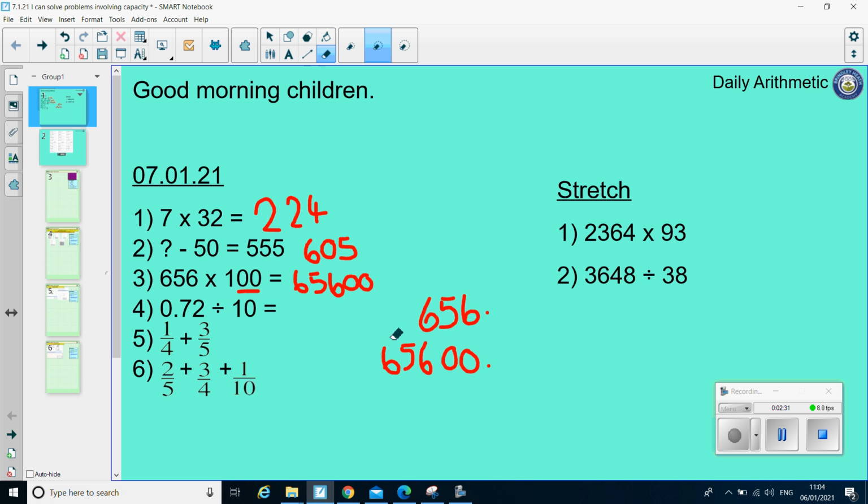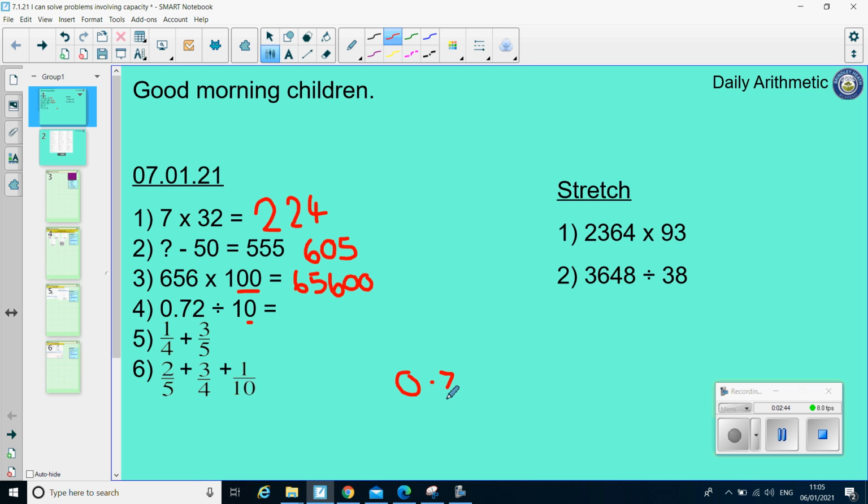Okay, similarly with the next question, we've got 0.72, but this time we're dividing it by 10. So each of the digits need to move 1 place this time, and this time they're moving to the right. So we've got 0.72, and when I'm dividing by 10, I move the digits 1 place. So my 7 moves across 1 place, and my 2 moves across 1 place, and I need some placeholders in there as well. So I end up with the answer 0.072.